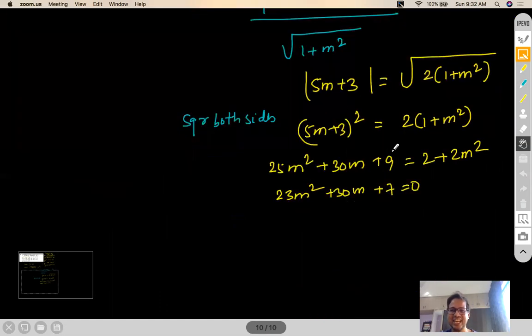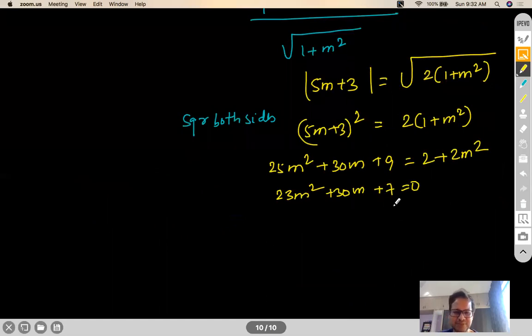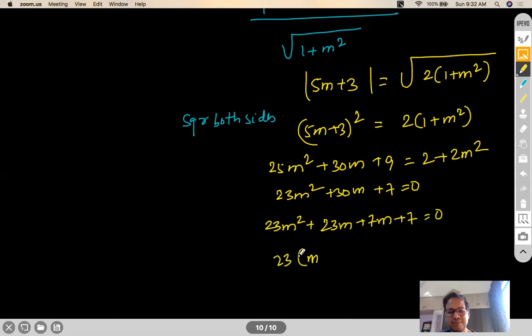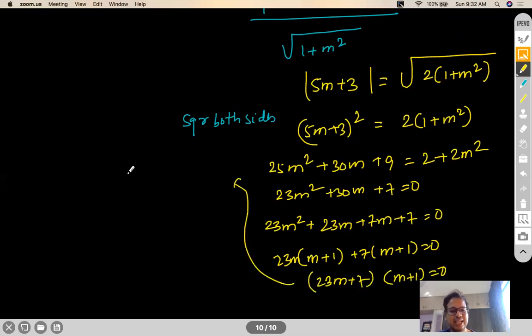Okay, so again, go for the simplification, factorize it. This is very easily factorizable. Okay, this can be broken as 23m plus 7 and m plus 1 equal to 0. So this results into two values. m is minus 7 by 23 and m is equal to minus 1.